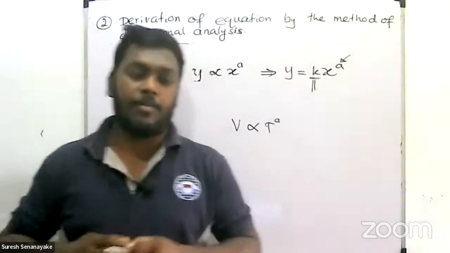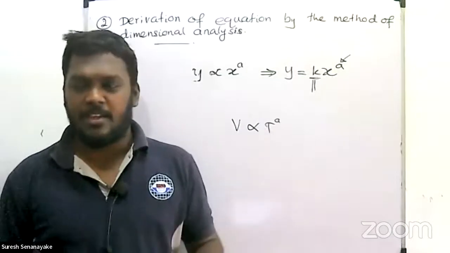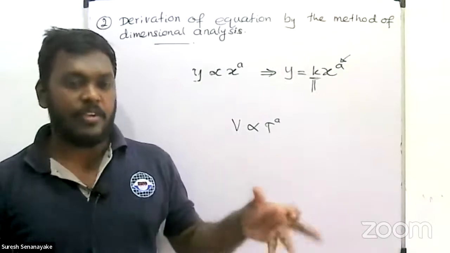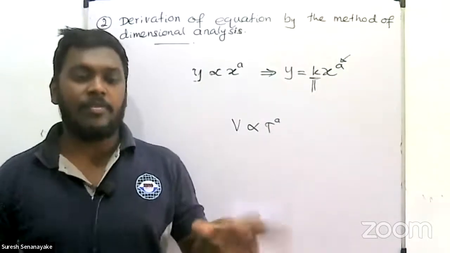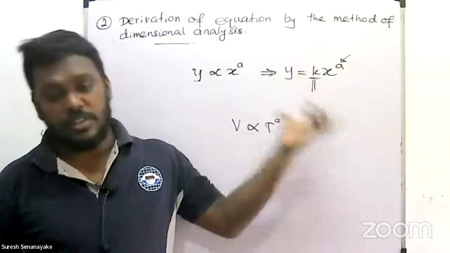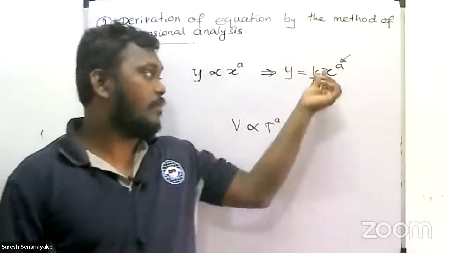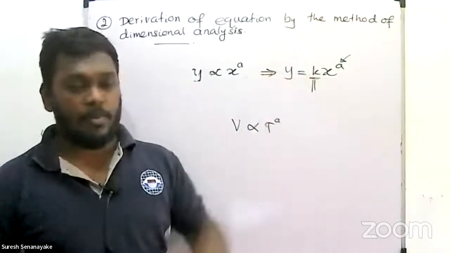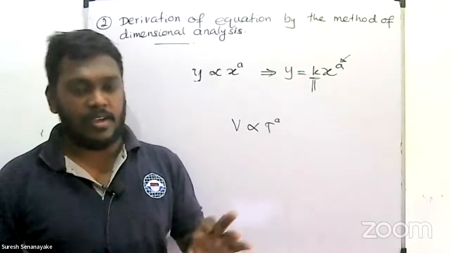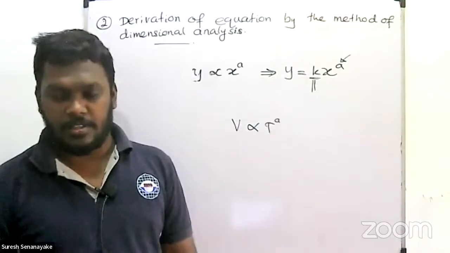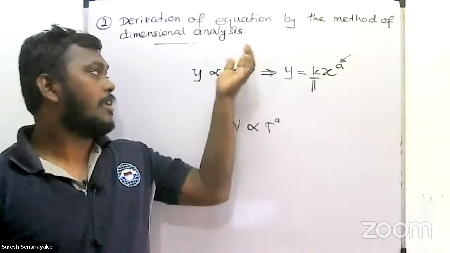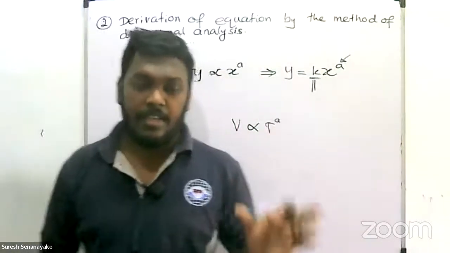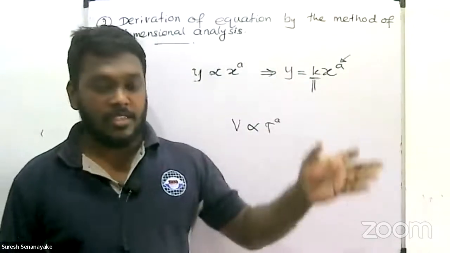If you want to find that proportionality constant, you need to do an experiment. That is the experimental method we need to introduce there. Then you can find the proper equation. A dimensional formula you can find using dimensional analysis. But in these kinds of cases, normally in the questions they give this proportionality constant, then you can write the correct equation.